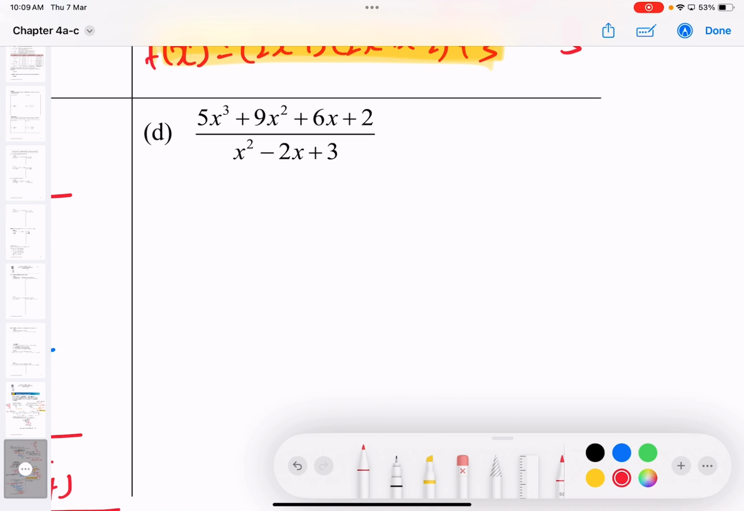Okay. 3 minutes. Why do you even need a calculator?